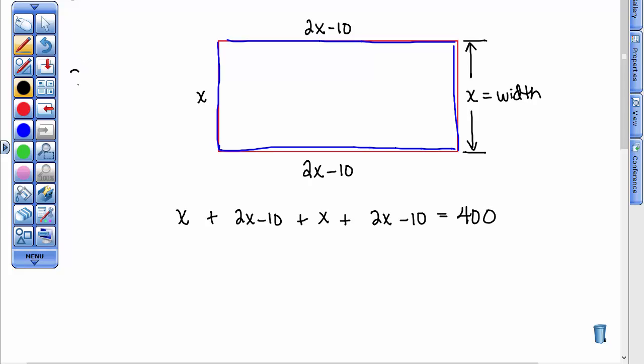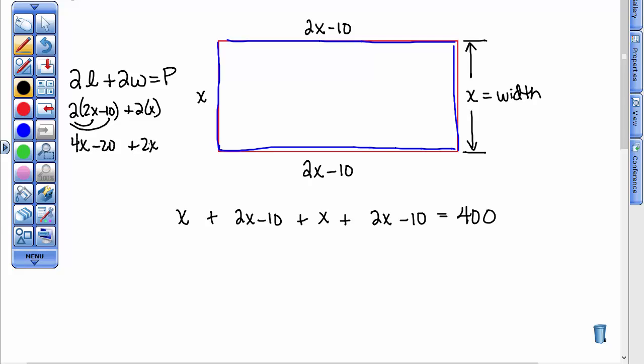There is a formula that says twice the length plus twice the width equals the perimeter. So you could have taken 2 of the 2x minus 10s because those are the lengths, and then 2 of the widths. And you would have gotten a 4x minus 20 plus this 2x. Well, down here, 1x and 2x and 1x and 2x is going to total to be a 6x. That's what I would have gotten right there. And then this minus 10 and this minus 10 totals to be a minus 20.